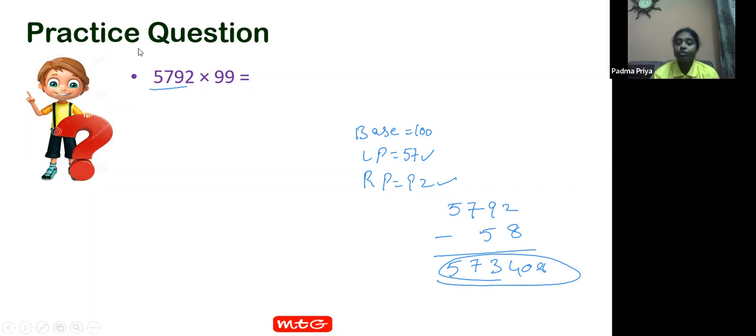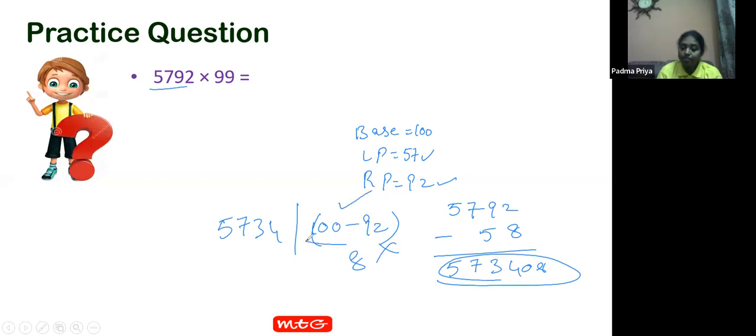08. Zero. That is what mistakes in the chat box are also. Be careful, children. What you people are doing is, in the left part of this answer, you got 5734. And here, when you did 100 minus 92, you are making it as 8, which is completely incorrect. This is not a number. This is a part of a number. So you should always write it as 08, not 8.